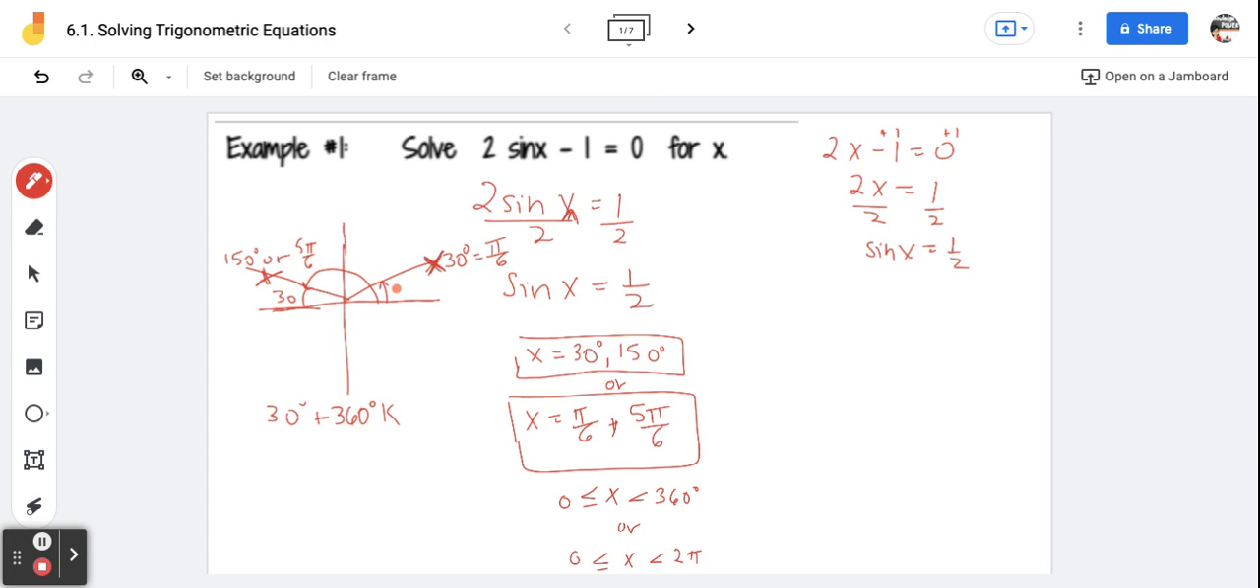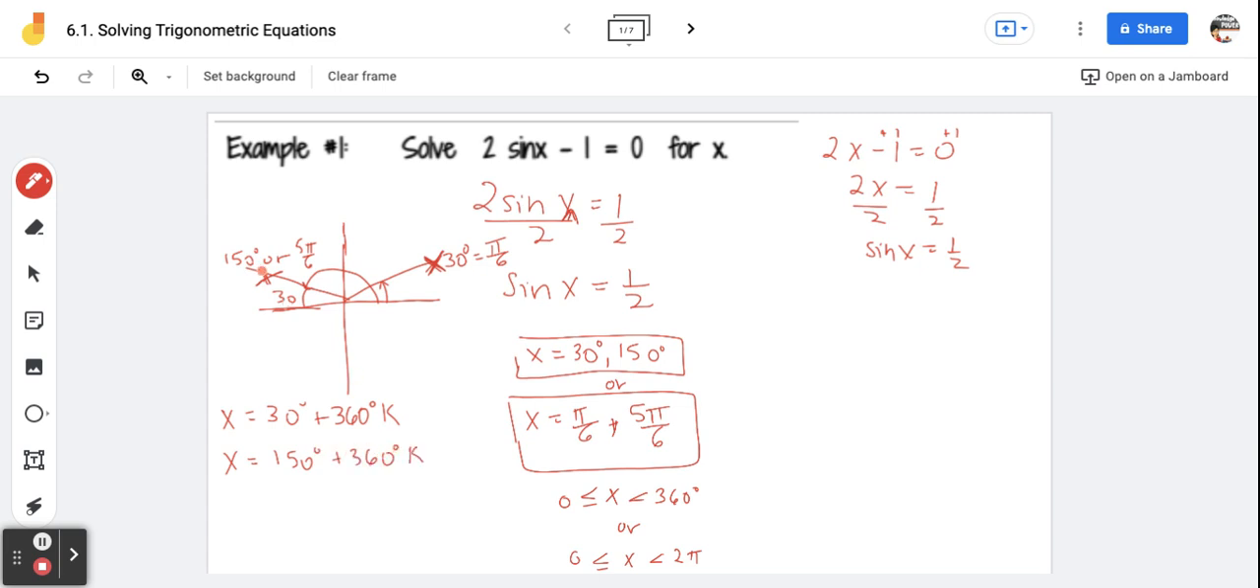And then if you add 360 times 2, 720, that's 750. That would be another solution. If I put -1 for k, that would be negative 360. 30 minus 360 would be negative 330, which is an angle that still lands there. So that represents all of the possible solutions. And then this is 150 plus 360k.